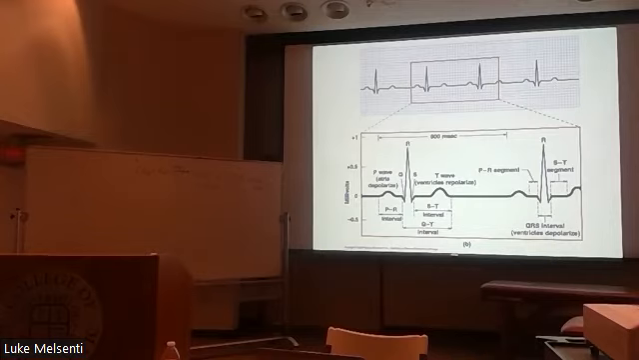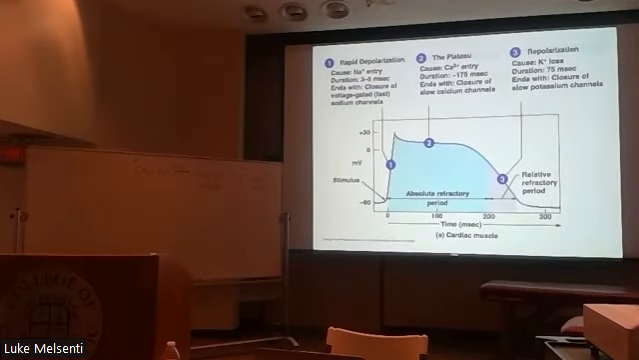QRS is the depolarization of the ventricles. At the same time, you're getting repolarization of the atria. And then the T wave is the repolarization of the ventricles. Okay? All right.